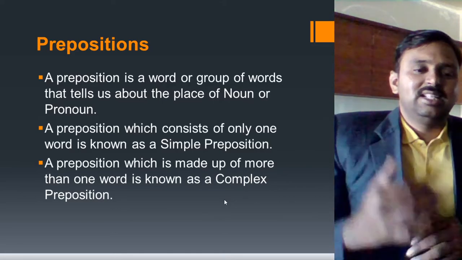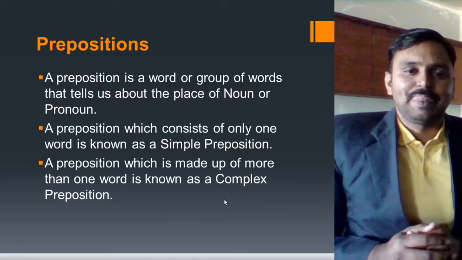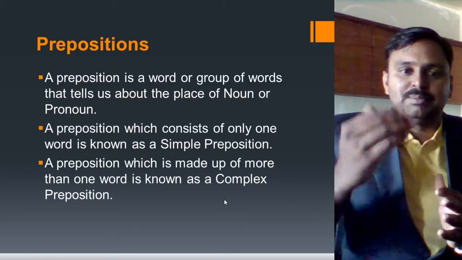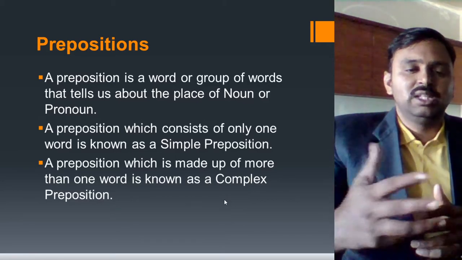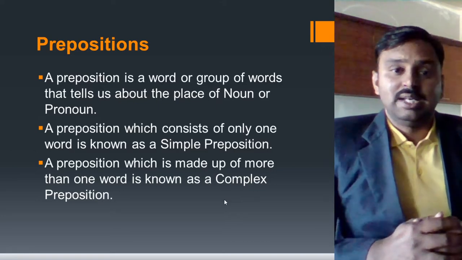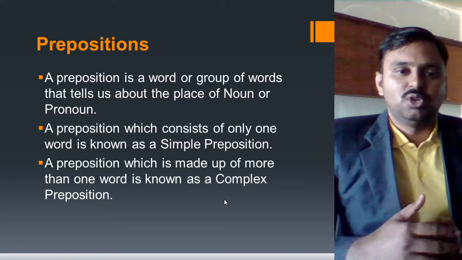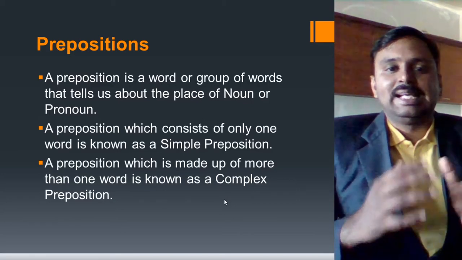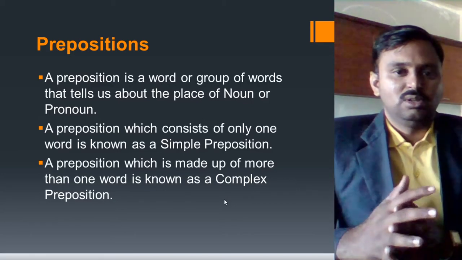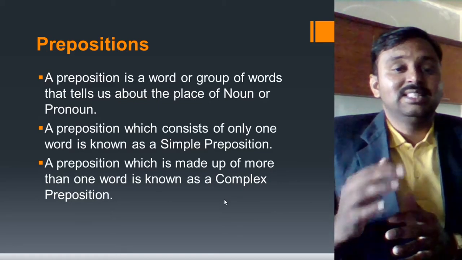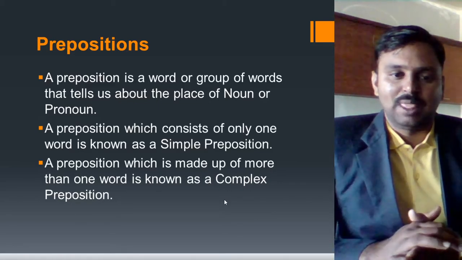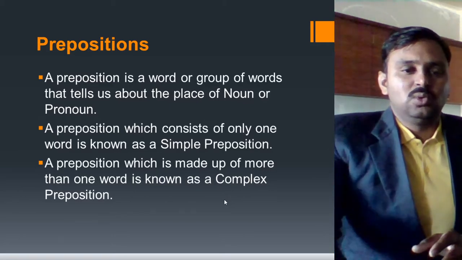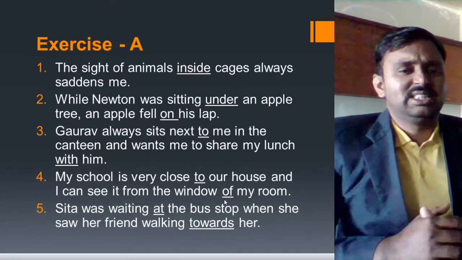If you look at the second type, that is complex preposition, it is made up of more than one word. Okay, when the preposition is made up of more than one word, it is called as complex preposition. Example like in front of, on behalf of, in favor of, etc. So these are the example of complex preposition. Alright, so I hope the idea behind this is clear to you all. Now let's go to solve the exercise here.